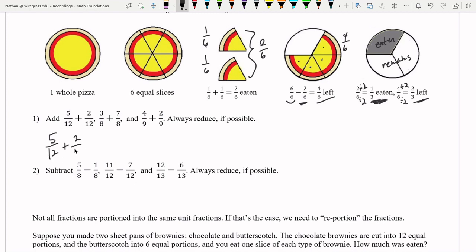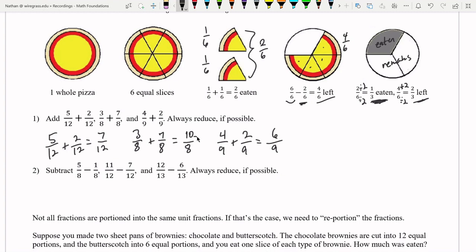5/12 plus 2/12 equals 7/12. Just like 3/8 and 7/8 more is going to be 10/8 total. Really what we're doing here, same thing for this one, is we're just adding the numerators together. 4 plus 2 is 6, and we're leaving it out of the denominator.